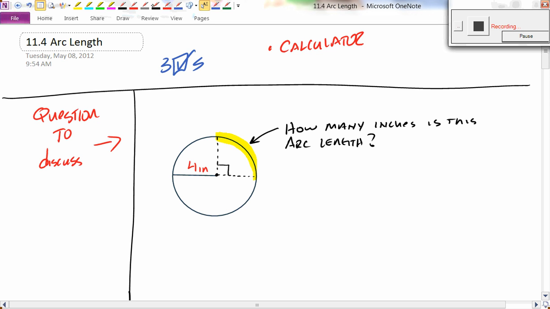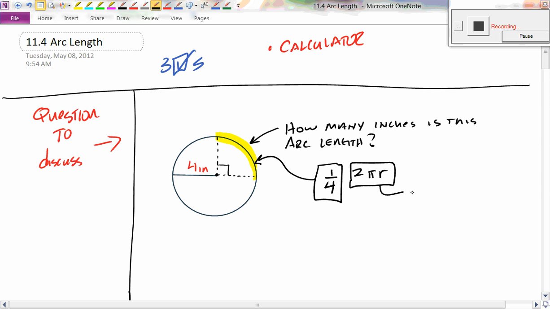Allie did, everybody else did, they did 1/4 of 2 pi r. Is that right? Yeah, okay. Why did you do 1/4 again? Because you think that the highlighted part is just 1/4 of the full circle. And what does the 2 pi r represent? That's the total circumference, right? So in essence, we want 1/4 of the circumference. Is that true? Do I have that correct?